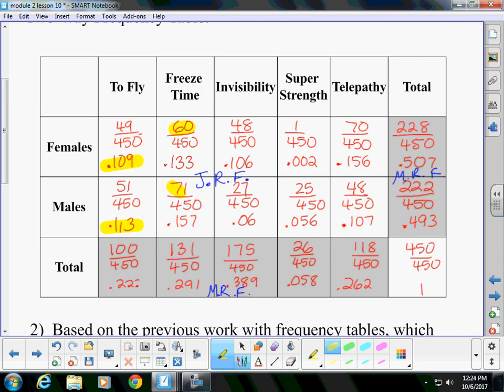The other thing that I see about freeze time is that freeze time has 13% females and 15% males, and now those two percentages are a lot closer than telepathy, which Jill wanted at 15% and 10%, which is a 5% difference.